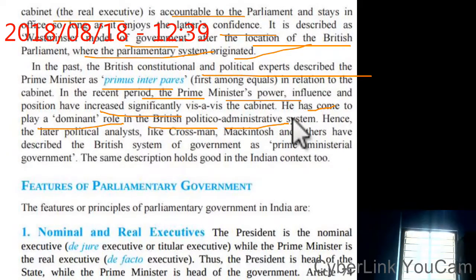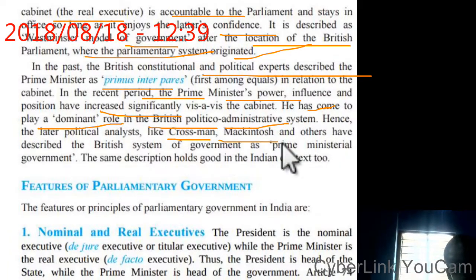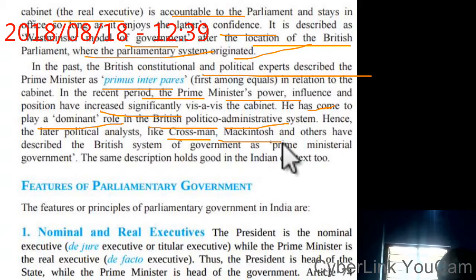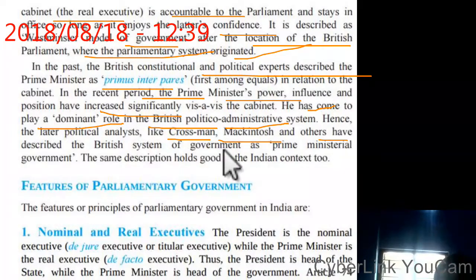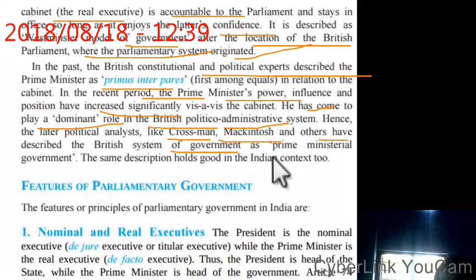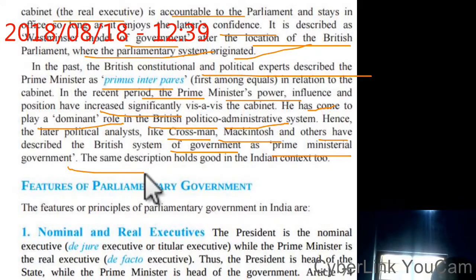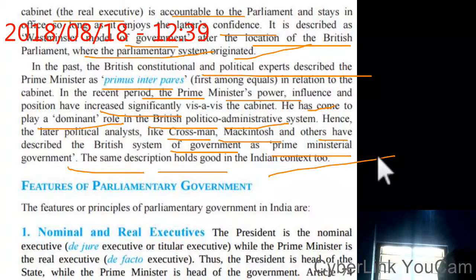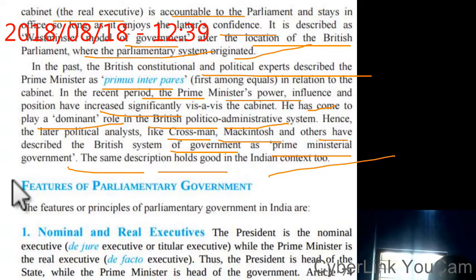Hence, later political analysts like Crossman, Mackintosh, and others have described the British system of government as prime ministerial government. The same description holds good in the Indian context. So the British system of government is a prime ministerial government. Now the features of parliamentary government.